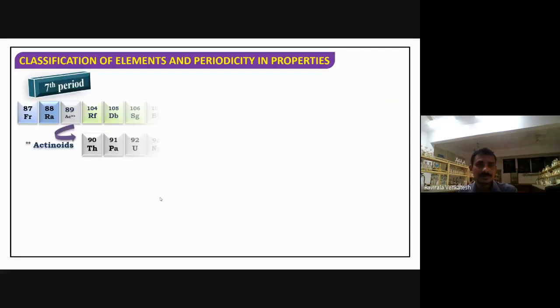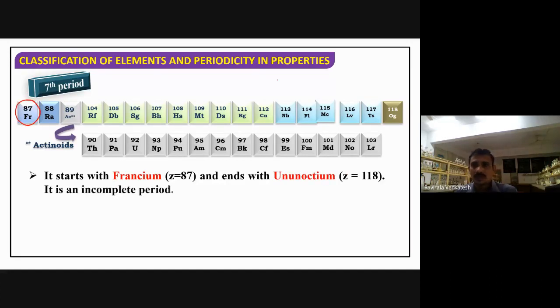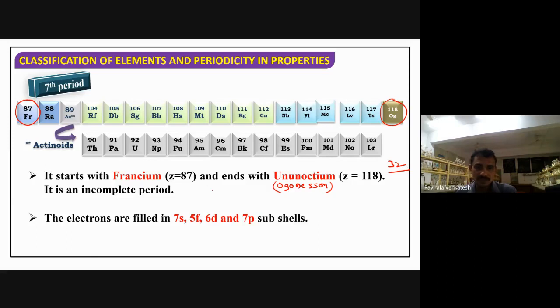Now the 7th period. The 7th period contains francium to oganesson, Og. Oganesson. Now, in total how many elements do we have? 32 elements. Now, in which orbitals are these electrons filled? The 7s orbital. That means this one.